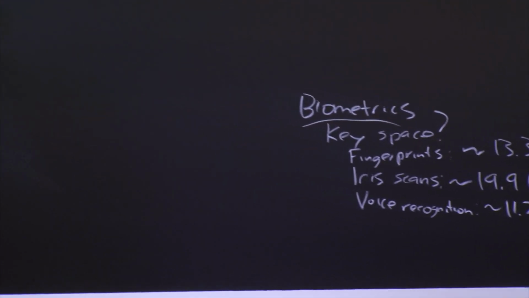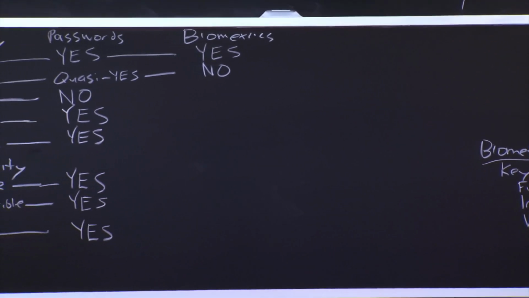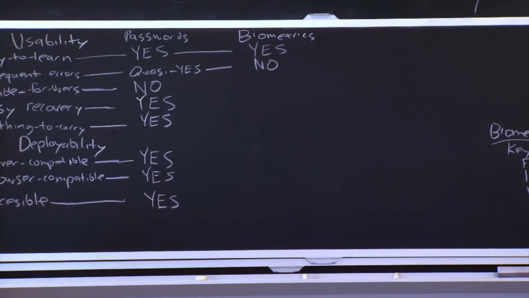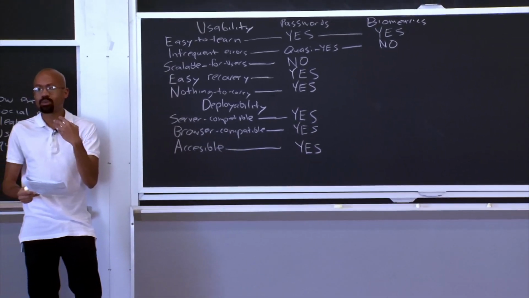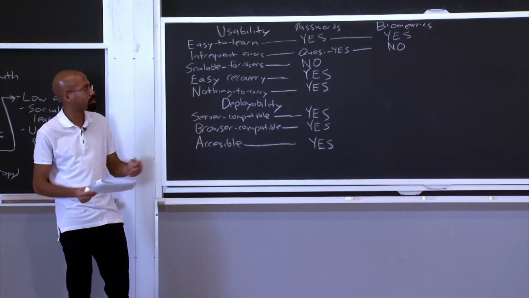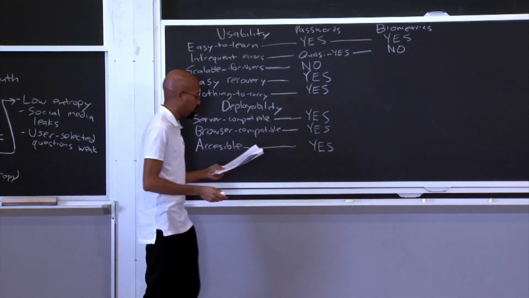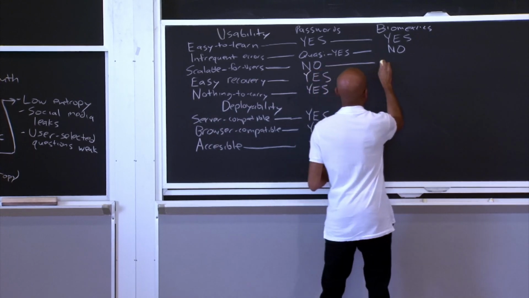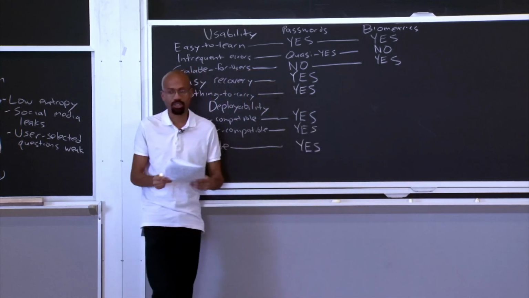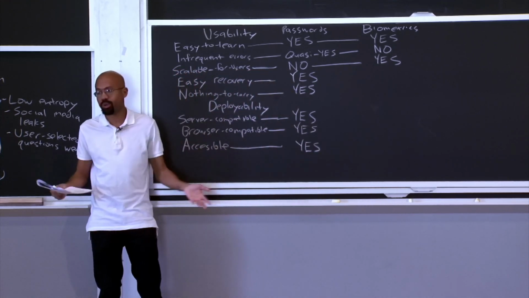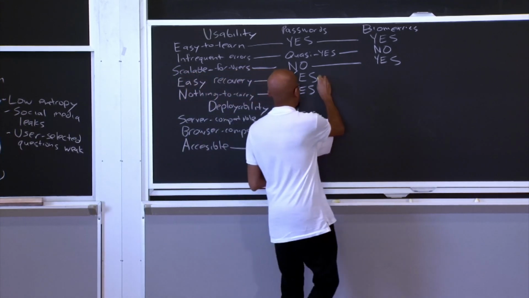What's interesting is that biometrics have frequent errors, right? And that's a bit problematic if any of you have ever tried to use these things. For example, vocal recognition. If you have a cold or your voice is a little bit hoarse because you've been yelling at a concert all day, these things fail fairly regularly. So biometrics score a no on this. Scalable for users, this is a yes, right? Because basically you just bring yourself to whatever service you want to authenticate to, and then you can authenticate like magic. So that's a very nice property.